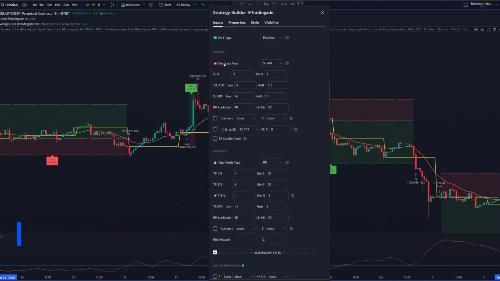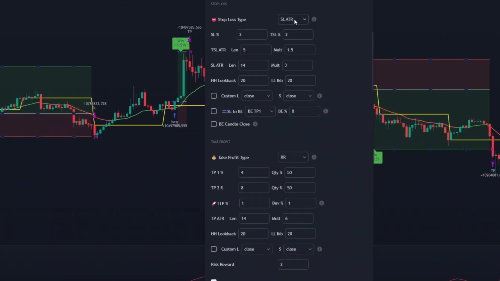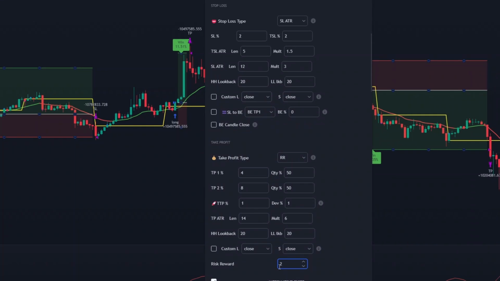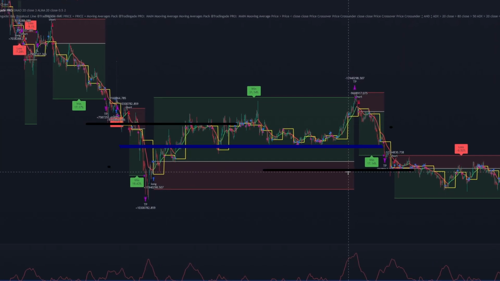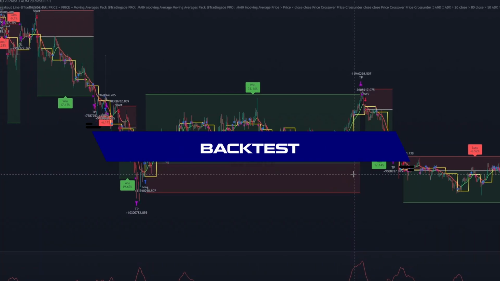We need to configure the stop loss and take profit. We're gonna set the stop loss based on the stop loss ATR with a length of 12, multiplier of 3, whereas for the take profit we will set a risk reward of 2.3. And that's all, guys. Now that we have set a full strategy, we are ready to jump into backtest results.